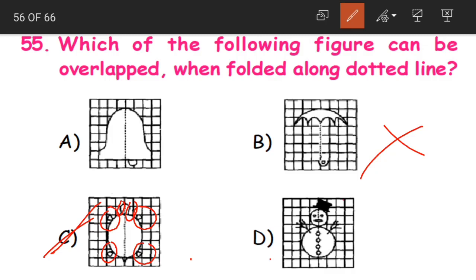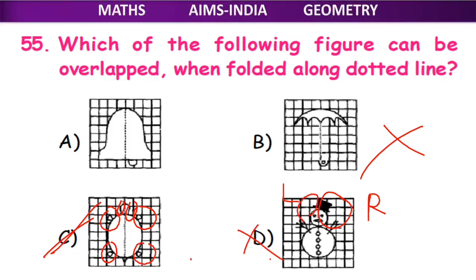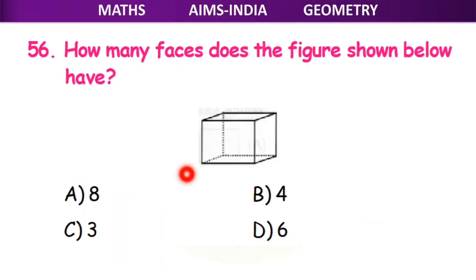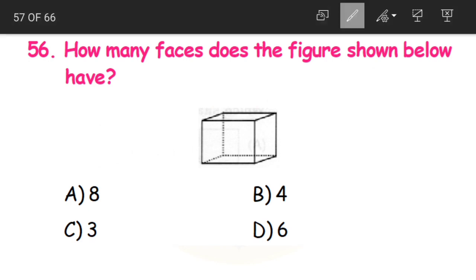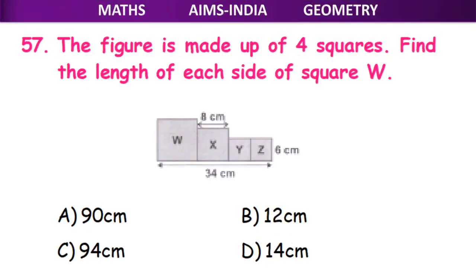If you look at option D, on the right side we have a hat, on the left side we do not have any such hat. So D also cannot be overlapped. Only C is our correct answer. Question 56. How many faces does the figure shown below have? What is this, children? This is a cube. Yes. So how many faces does a cube have? It has 6 faces. So option D becomes our correct answer.